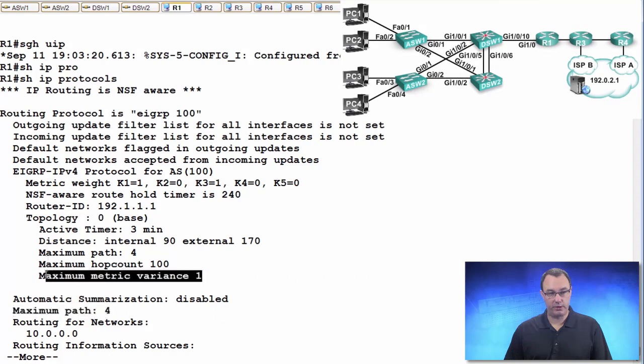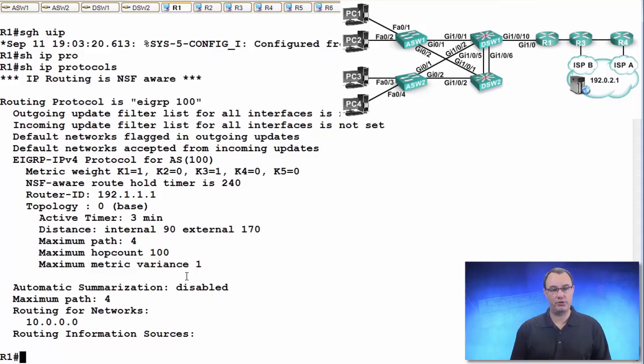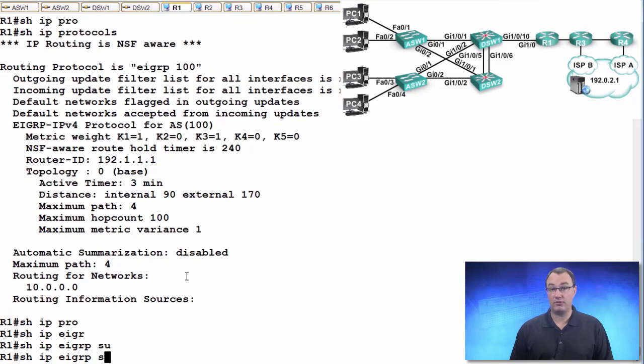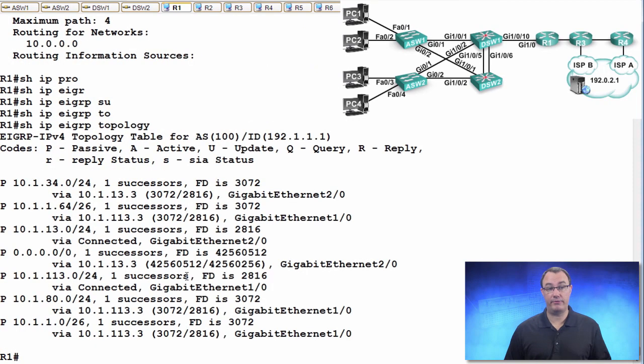Okay, now this right here indicates the willingness to do unequal load balancing. If your goal was you needed it, you wanted it, then you have to do some research and you have to look at your topology table and you have to make sure that you have a feasible successor, because unequal load balancing won't kick in unless you have a feasible successor.